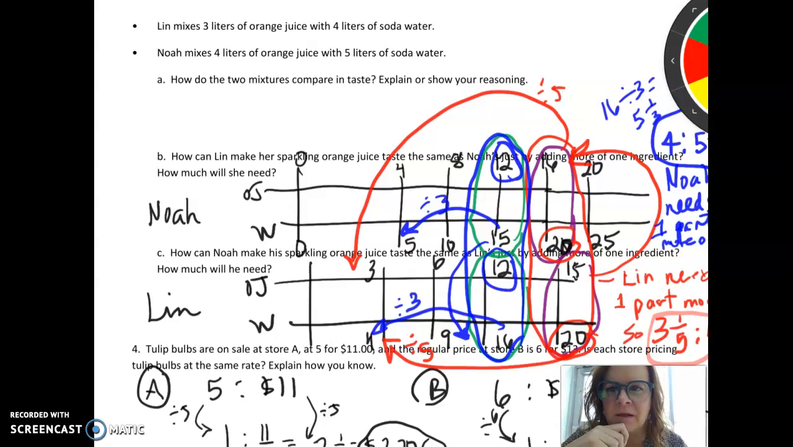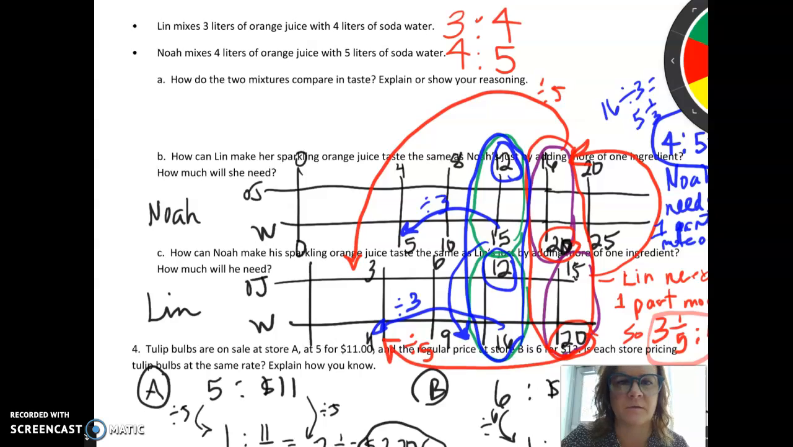We have Lynn mixing 3 liters of orange juice with 4 liters of soda. So Lynn's ratio is 3 to 4. Noah's mixing 4 liters of orange juice with 5 liters of soda. They have different ratios, and we have to figure out how their mixtures compare in taste. That's where I want you to look down at the double number lines that I made. Ignore the questions B and C for right now and just look at the number lines.